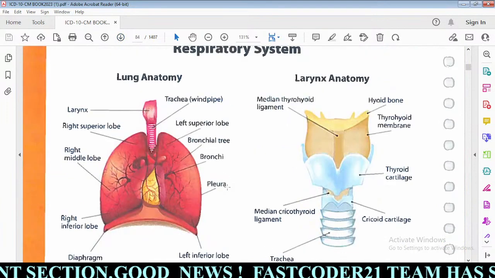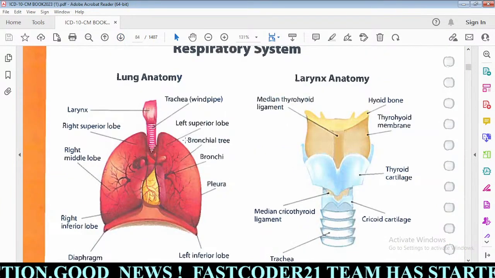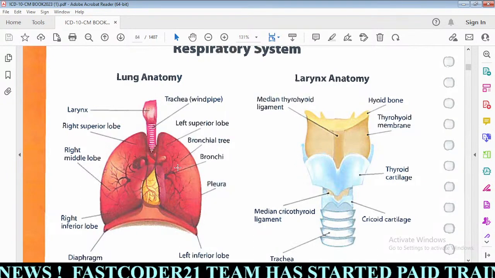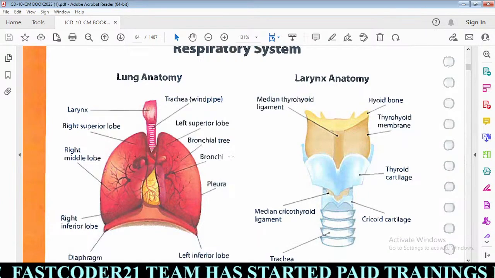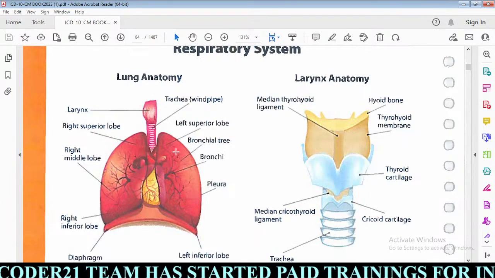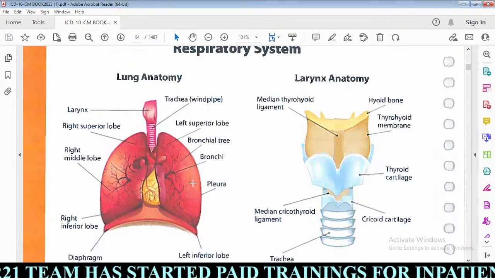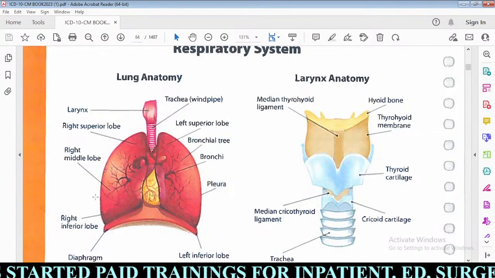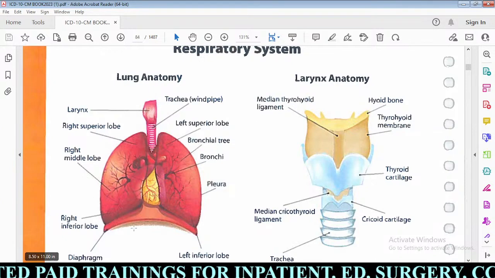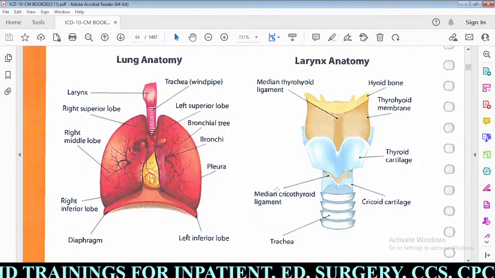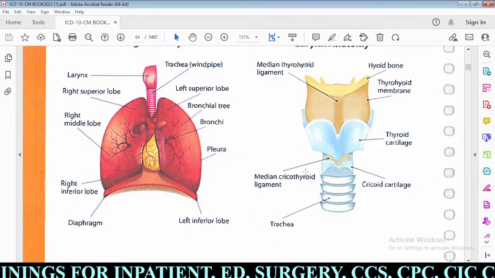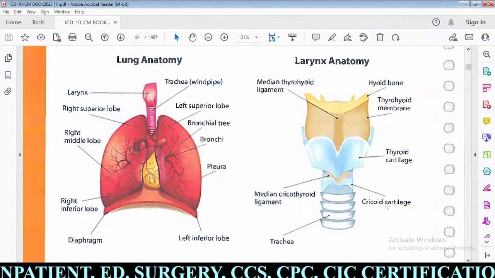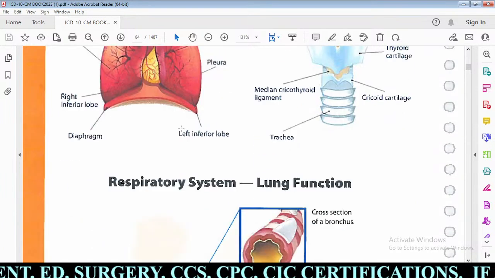Now the respiratory system. Trachea, these are the lung lobes. Superior lobe, bronchial tree, bronchi. We need to know the difference between bronchial tree and bronchi. This is the tree-like structure, the bronchial tree, and these are the bronchi. These are the lung lobes: right superior lobe, right middle lobe, right inferior lobe. This is the larynx anatomy. While coding larynx procedures, these cartilages play a very important role, so we need to know all these things.